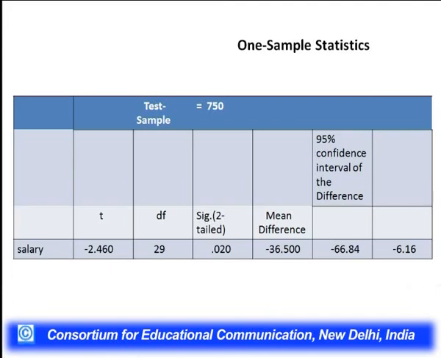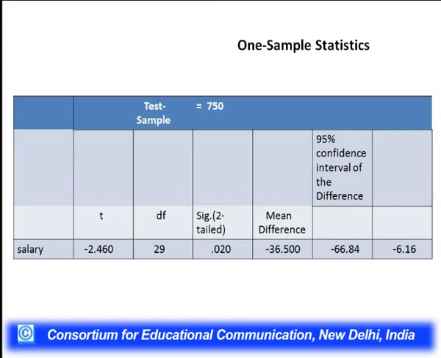So, the sample size here is 30, we deduct 1 and we have the degrees of freedom, that is 29. If you see the sig value, it tantamounts to the significant value using a two-tailed test. It is coming to 0.020. The mean difference here is shown as minus 36.5. The 95% confidence interval of the difference is minus 66.84 and minus 6.16.